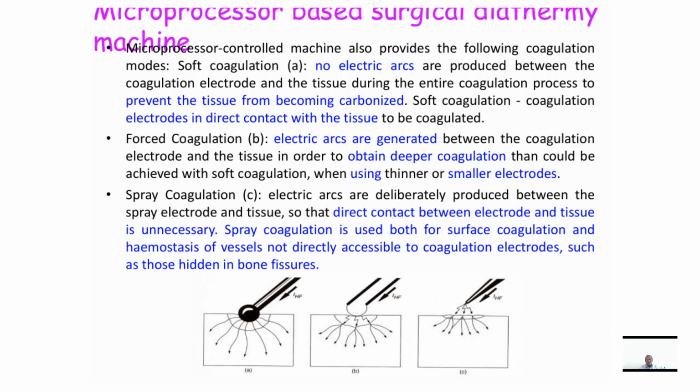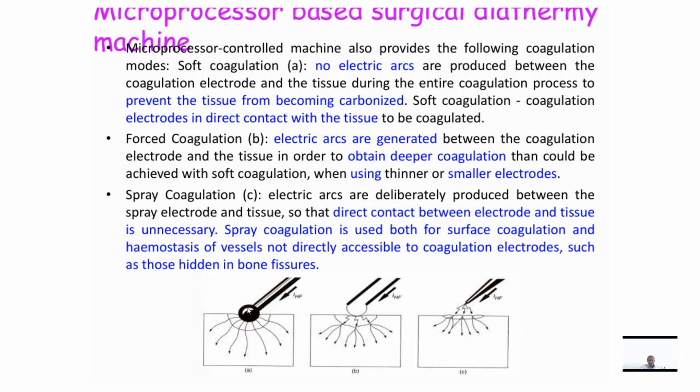Generally, an arc is produced between the electrode and the tissue, and that is also one of the techniques. But in the first technique, no electric arc is produced between the coagulation electrode and the tissue during the entire process of coagulation, to prevent carbonization. This is called soft coagulation. The coagulation electrode is in direct contact with the tissue to be coagulated. You can see in the first diagram, the coagulation electrode we are using is a ball electrode, touching the surface of the tissue.